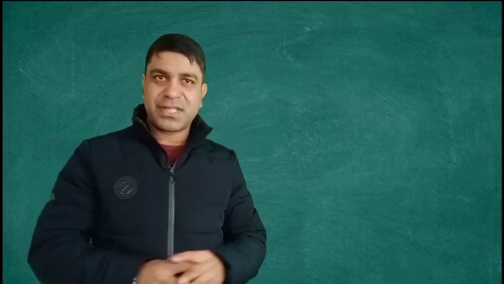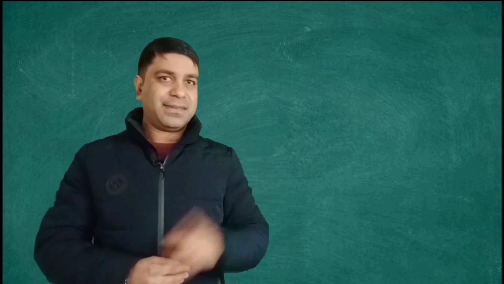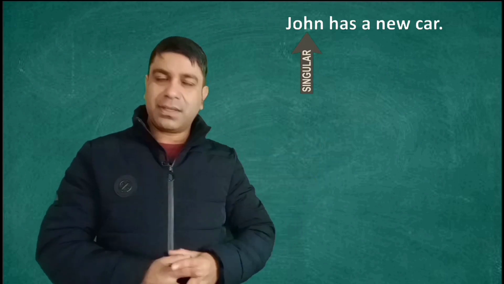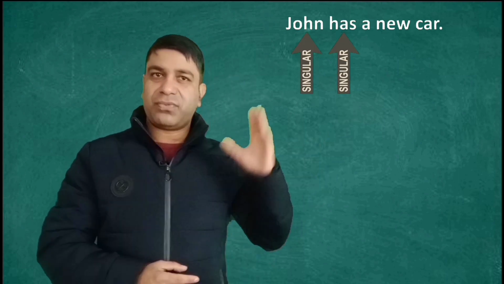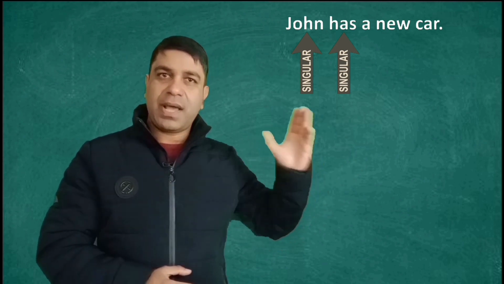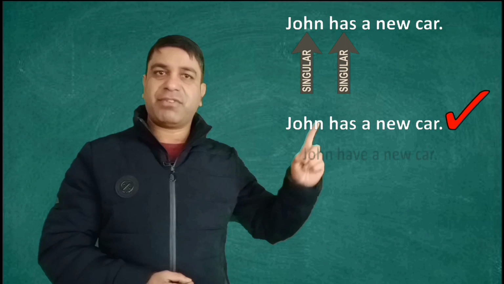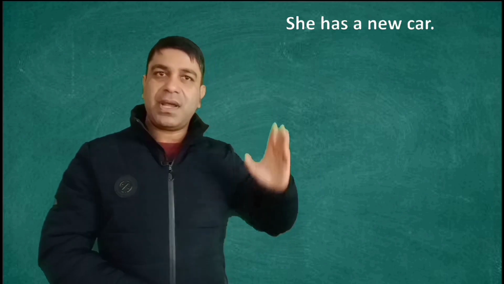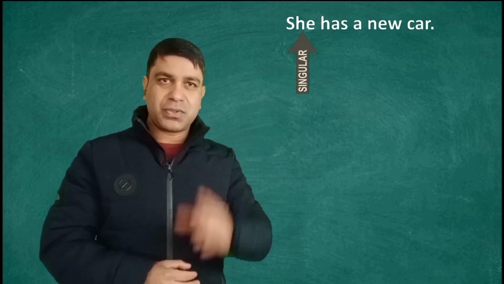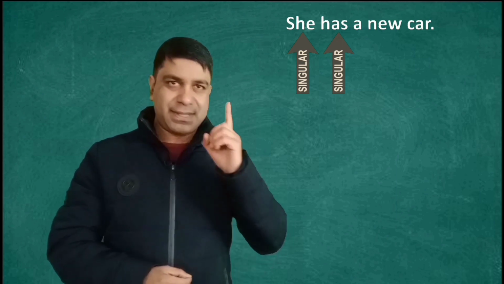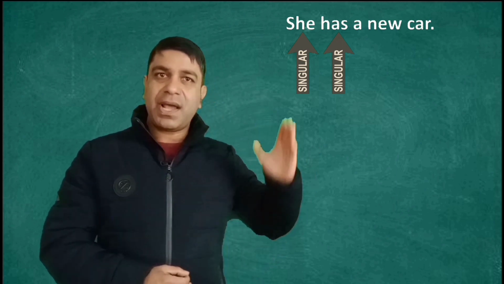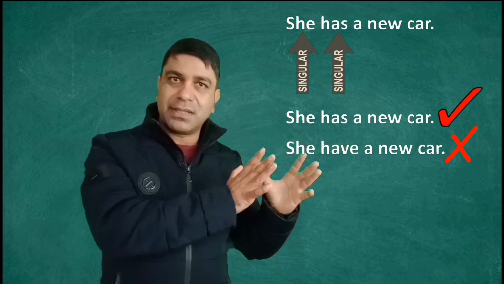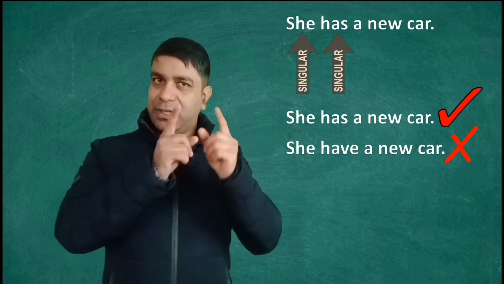Let us make some sentences with auxiliary verb has. Look at this sentence. John has a new car. John has. John is singular in number, so a singular subject is followed by a singular verb has. John has a new car, not John have a new car. Look at another sentence. She has a new car. She has. She is a singular subject, so a singular subject is always followed by a singular verb has. So she has a new car, not she have a new car. She has a new car is the right statement. She have is grammatically wrong.